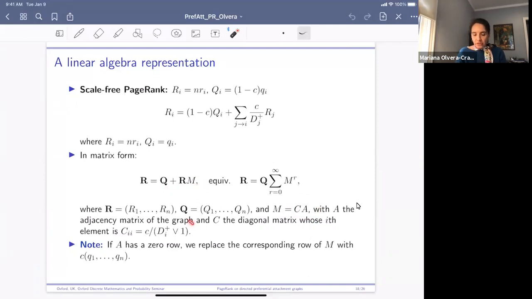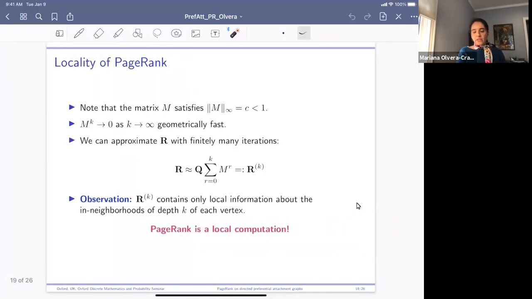And so here's my notation to keep track, to make sure that it's always well-defined, even if the out degree is 0. When the out degree is 0, you have an adjacency matrix that has 0 sums. The standard thing to do in this case is you put in c times the personalization vector to fix that. So that's PageRank. And what's nice about PageRank is that it's a local quantity.